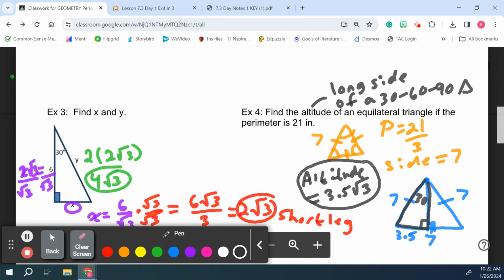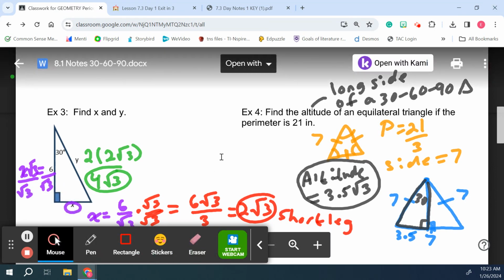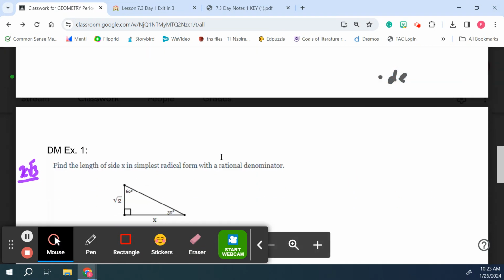Questions on that? Anything I can address in general? All right, let's move on to the next page. Flip it over. We got 4 more examples on the back.